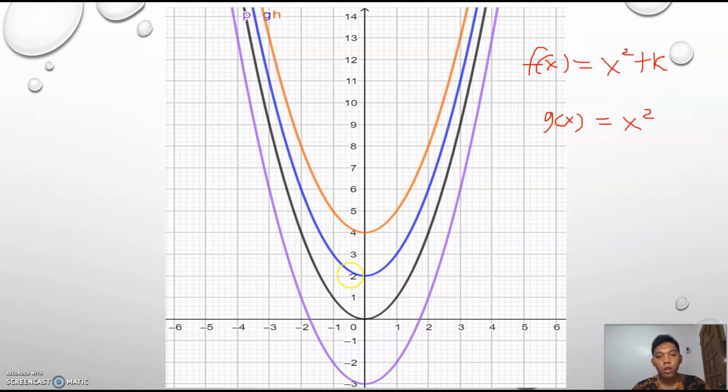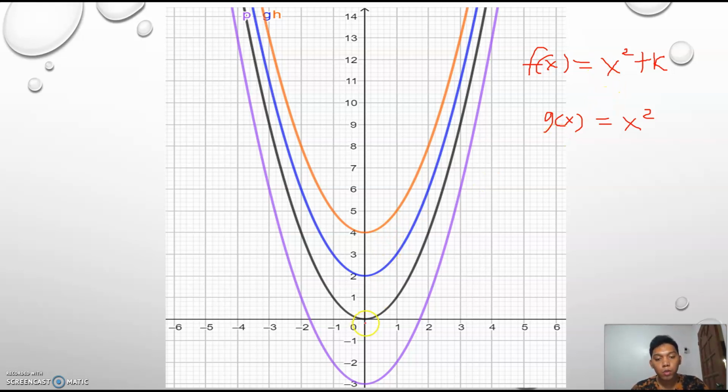Do they have the same shape of the graph? Of course, it's a parabola, but what I meant is, do they have the same widening or narrowing, the same wideness of the graph? Of course, they will have the same because our a here is 1. But the question is, what does k imply?